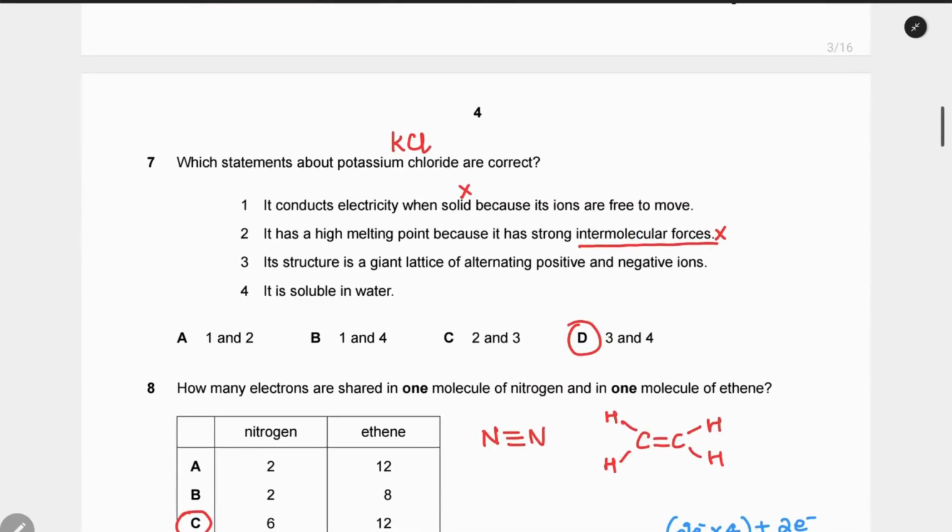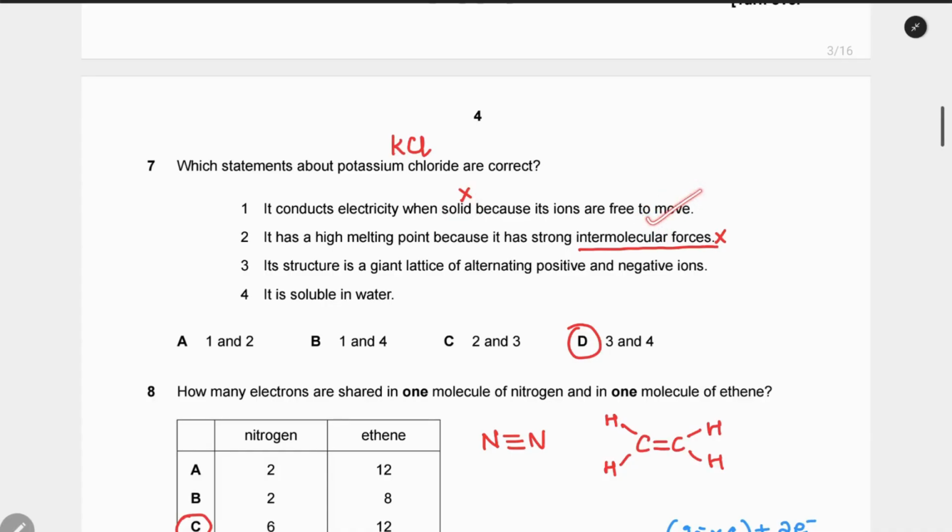Seventh question, which statements about potassium chloride are correct? It conducts electricity when solid because its ions are free to move. No, when it's solid, it will not conduct, because the ions are not free to move. It has a high melting point because it has strong intermolecular forces. No, because it's an ionic bond.